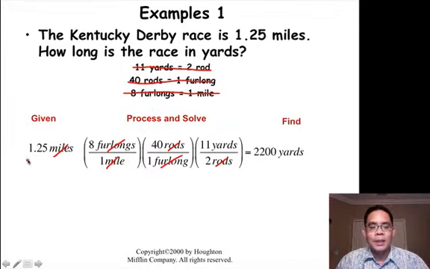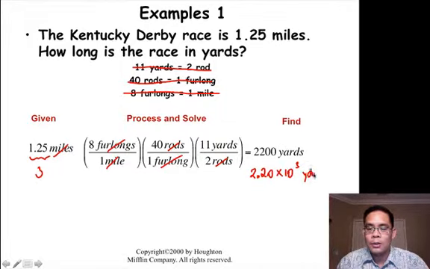So this is basically 1.25 miles is equal to 2,200 yards. Now you'll notice this one has 3 sig figs, and this only has 2. How do I communicate this as 3 sig figs? You're going to have to write in scientific notation. 2.20 times 10 to the 3rd yards. And that would be the example number 1.